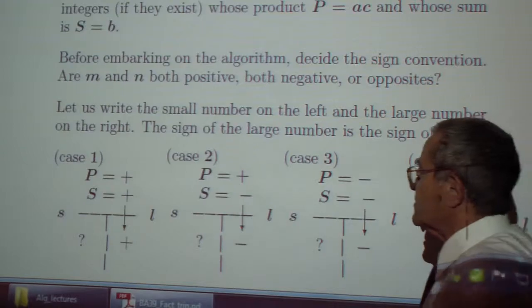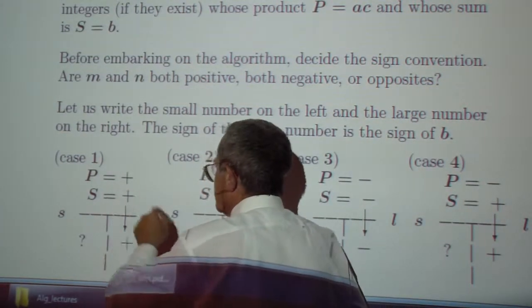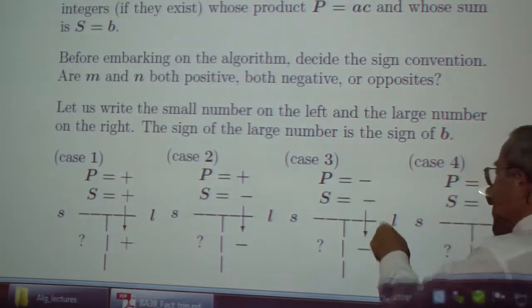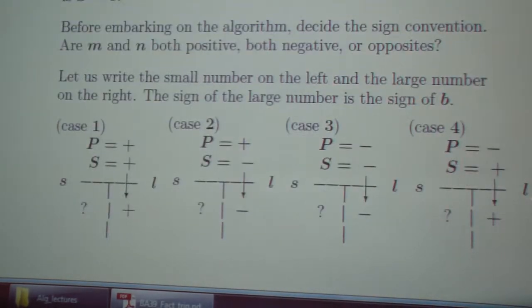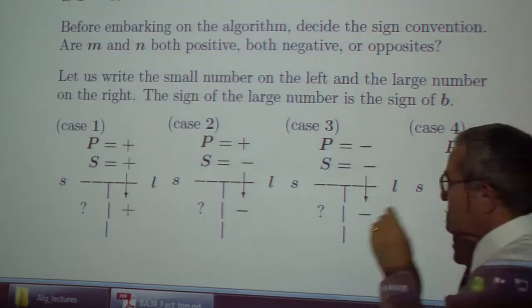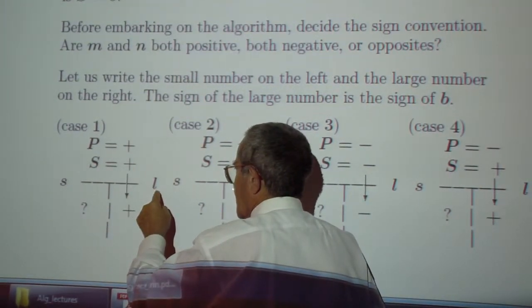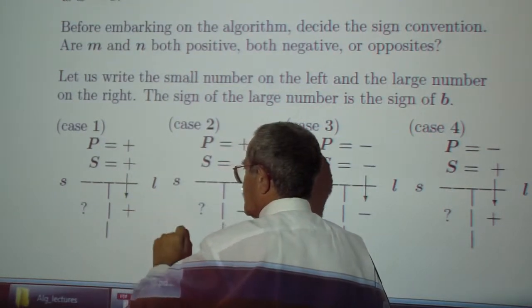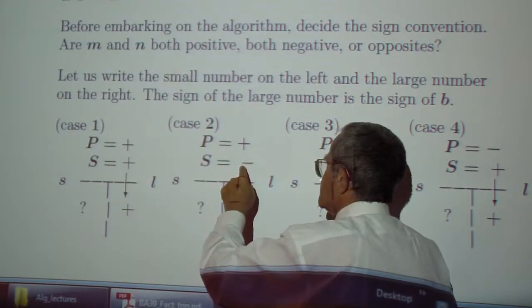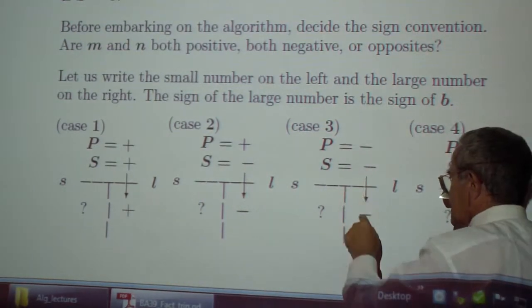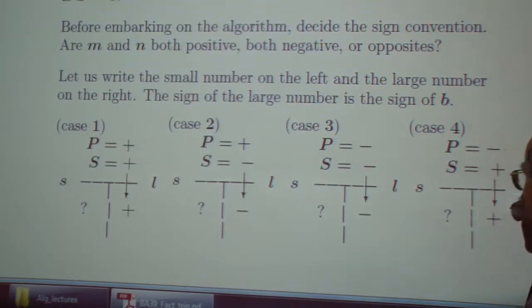Now there are two possibilities. Both the product and the sum can be positive, one positive and one negative, or both of them can be negative. The trick is the sign of the sum is always the sign of the larger number. Smaller number on the left, large number on the right. If the sum is negative, the large number is negative. If the sum is positive, the large number is positive.